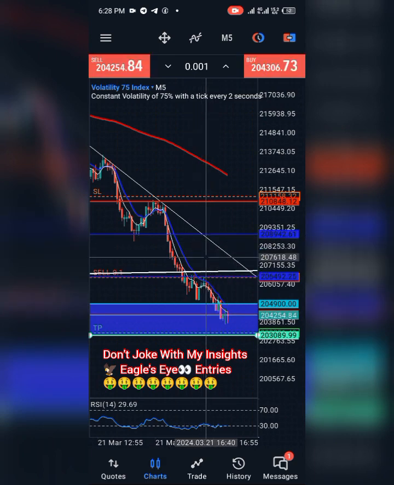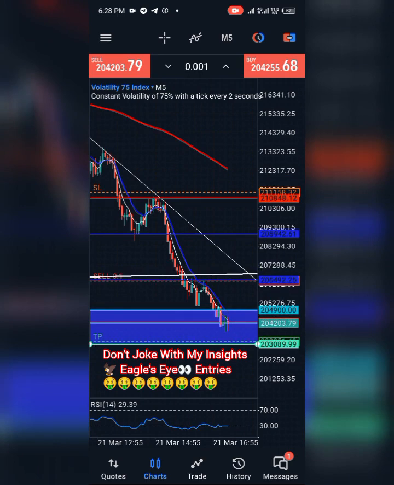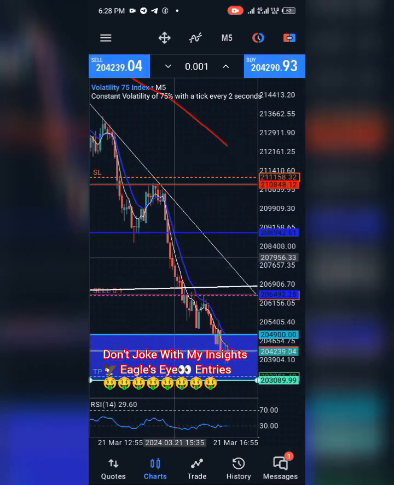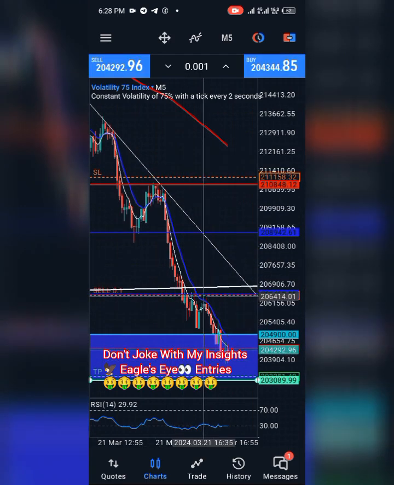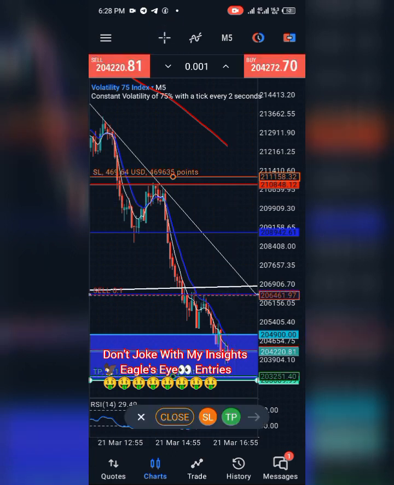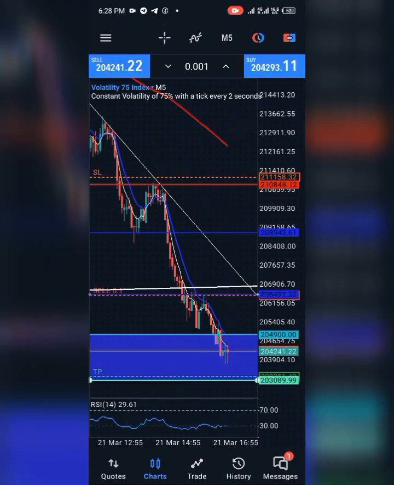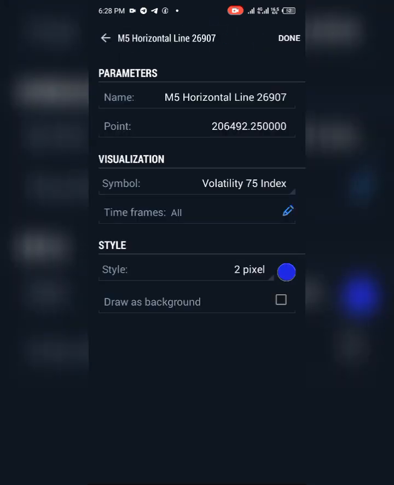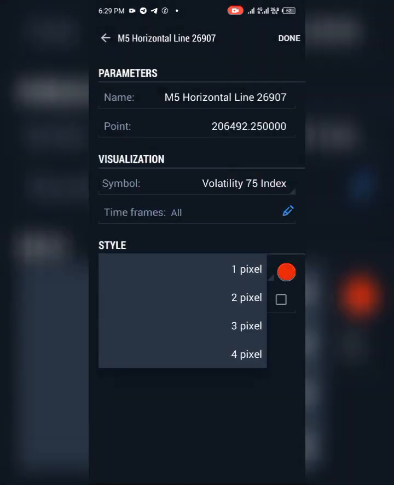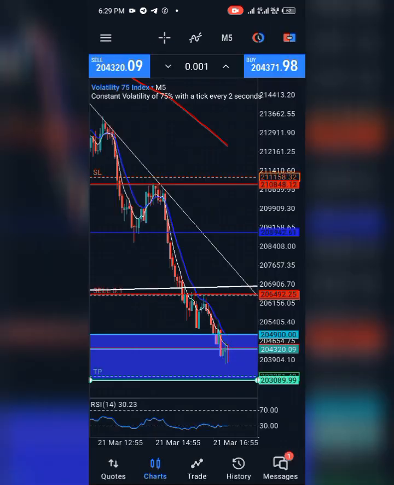Also you see there's another resistance here. Let me change this. It's not blue, it's not SBR, it's not RBS, where resistance becomes support and support becomes resistance. It's not that, so we have to use red. There's a resistance here at 206, so that's the resistance behind this particular fall.